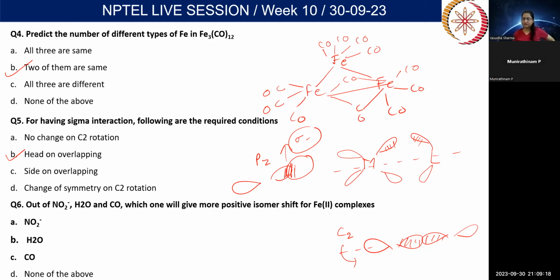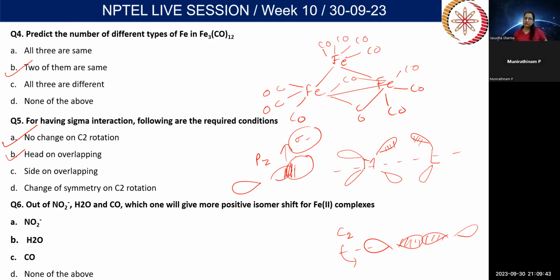There's no change of symmetry on C2 rotation because they are still along the internuclear axis only. Whatever it was there, you are making a rotation along the axis only. Axis is not like this one. Axis is along wherever your orbitals are there. Whenever they are intact on the same axis, there won't be any change on C2 rotation. So both the options are right for the sigma interaction.